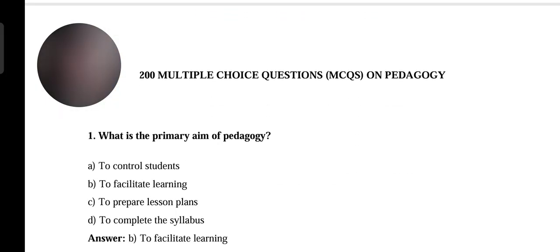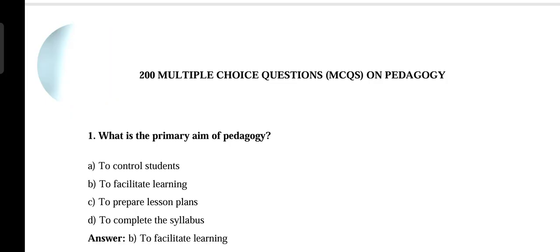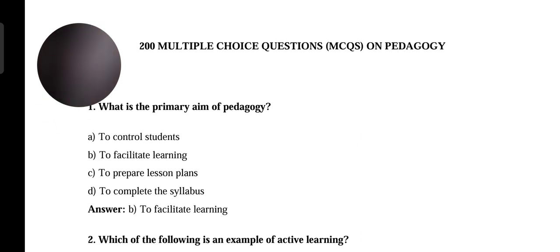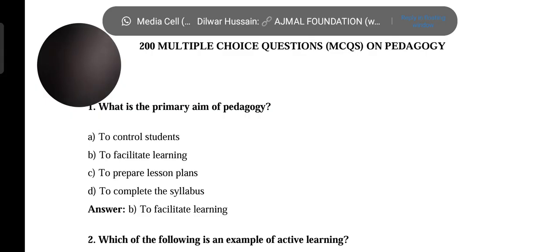Okay, so the first question: what is the primary aim of pedagogy? There are four options. Option A, to control students. Option B, to facilitate learning. That means to provide the facility to the student.